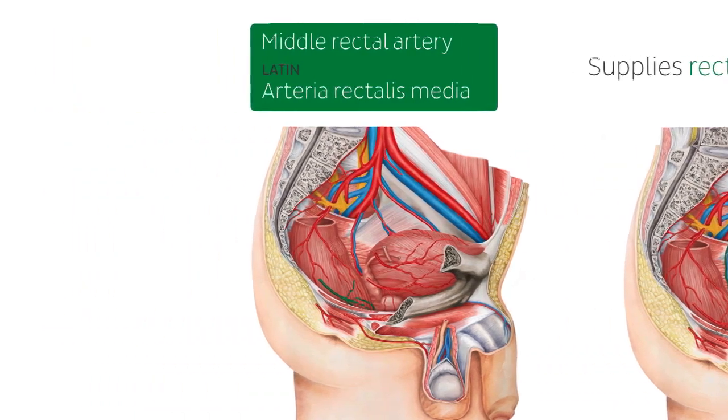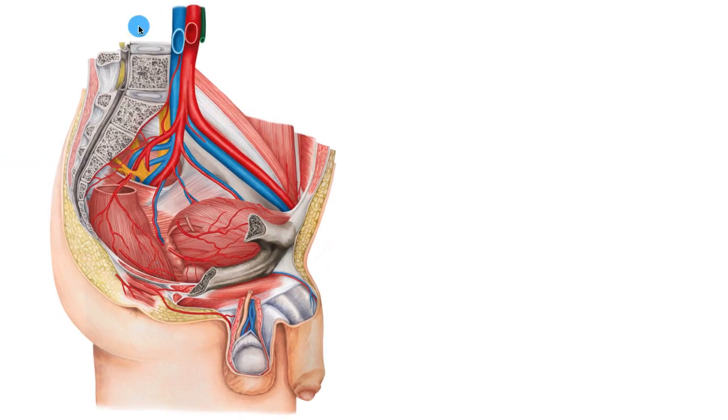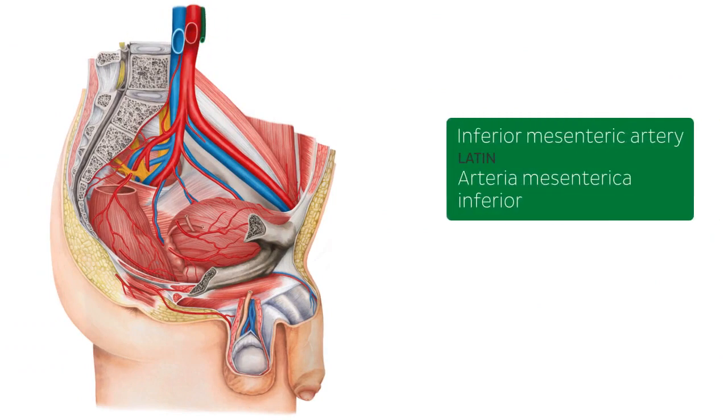The next artery that we're going to be highlighting here on this image, notice here superiorly, this one is known as the inferior mesenteric artery. And we just see a little bit of this artery here, but it's a very important one.